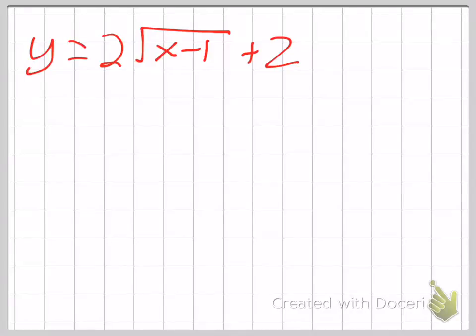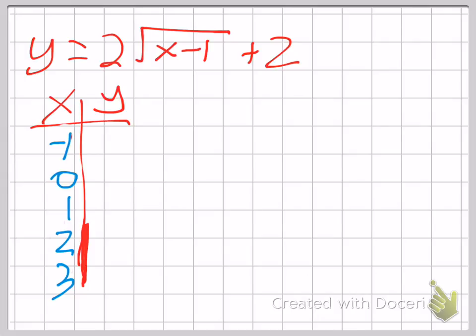Okay, so we're going to start graphing square root functions, and we're going to start with this one, which is 2 times the square root of x minus 1 plus 2. First, you want to make yourself a table. Now with that table, you want to make sure that you put in the middle your term that makes the root 0, which in this case is going to be 1.